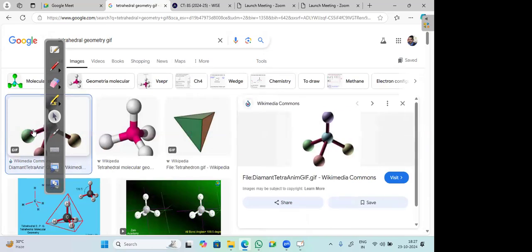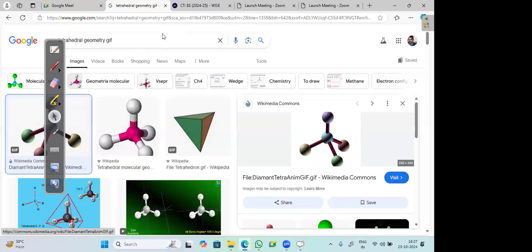See, if you rotate a tetrahedral geometry in 3D, this is how it looks. Everywhere the angle will just be 109.5. Even if you flip it, it would remain the same. So for a diamond, the carbon atoms are joined in the form of tetrahedral geometry. They are joined like this.